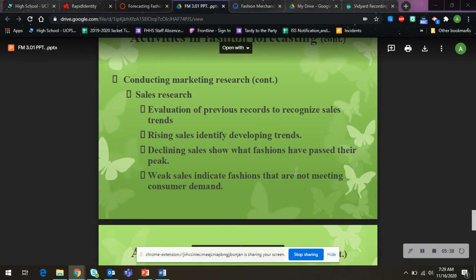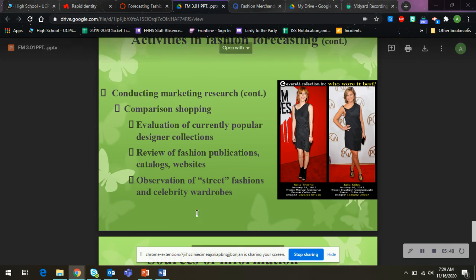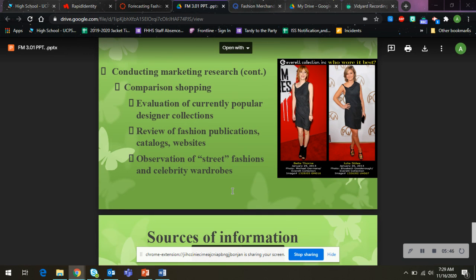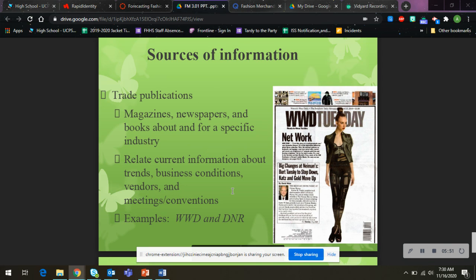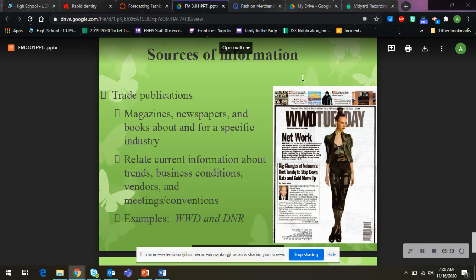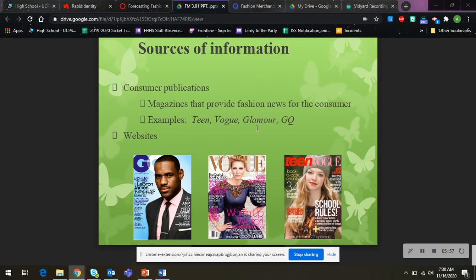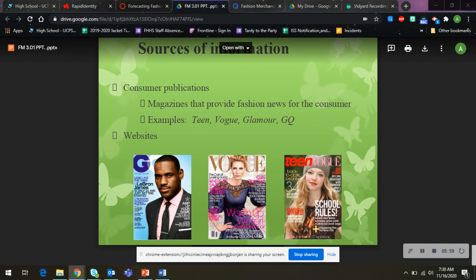So sales research is kind of that same thing. And then comparison shopping, we've already been over that. So the evaluation of current popular designs and getting reviews from people, and then observations of street fashion. And then your sources of information are tabloids, magazines, newspapers, consumer publications, so magazines again, and then other websites.